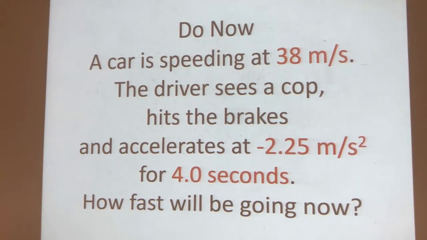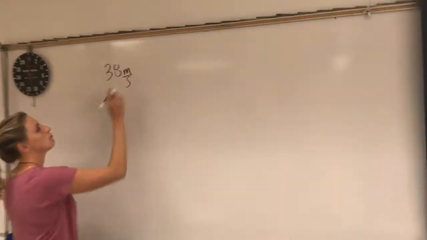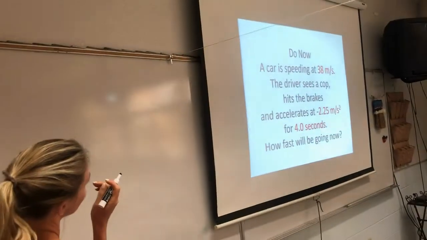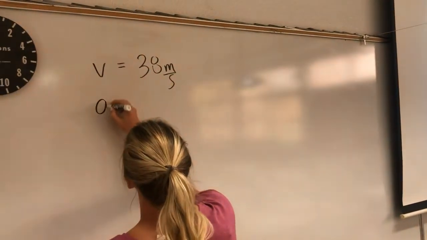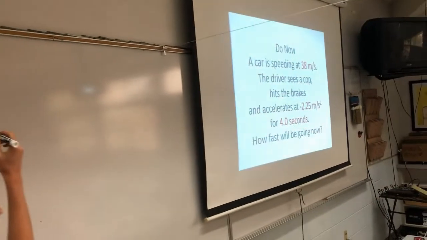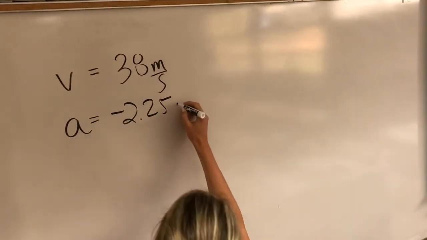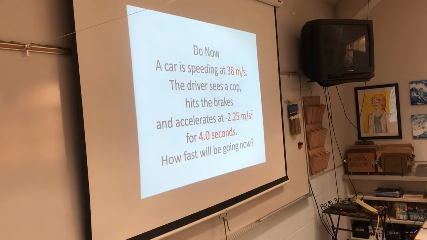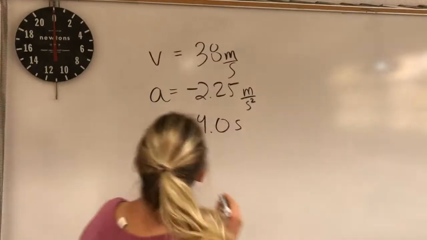A car is speeding at 38 meters per second. That's got to be a velocity of some sort. The driver sees a cop, hits the brakes, and accelerates at negative 2.25 meters per second squared, for 4 seconds, the time. How fast will it be going now?